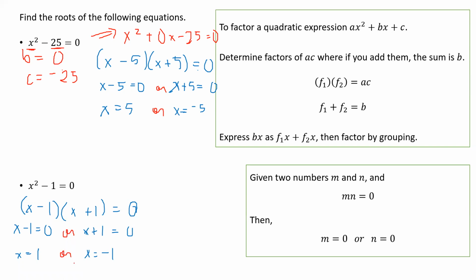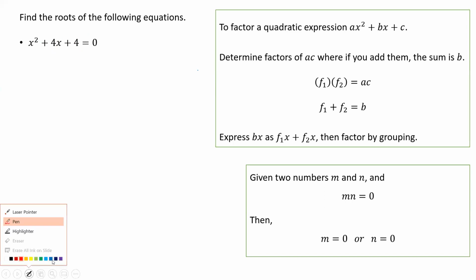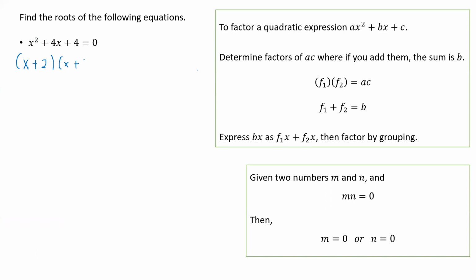Okay? Let's try more. So x squared plus 4x plus 4. What are the factors of 4 that when you add them together, we will get positive 4? Again, you can write it on your paper, but we'll just continue. These are 2 and 2, right? So we can have x plus 2 times x plus 2 is equal to 0.